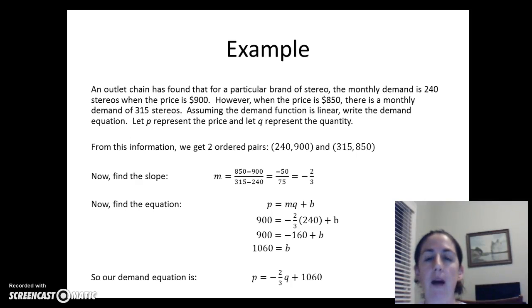Now, if we were asked to find the supply equation, the process would be exactly the same. The difference between demand and supply is that in general, the demand equation should have a negative slope, and the supply equation should have a positive slope. But you would set up your ordered pairs the same way, Q comma P, find the slope between the two points, and then find your line.